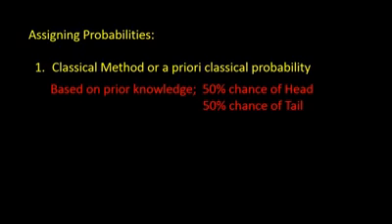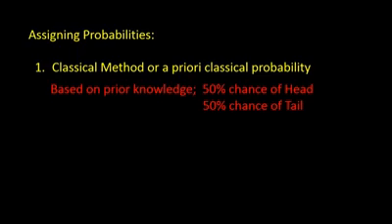So for example, we all know that a coin has 2 sides, heads and tails. So assuming it's a fair coin, we can assign probabilities because we have prior knowledge about the process. And we would say there's a 50% chance of a head and a 50% chance of a tail.